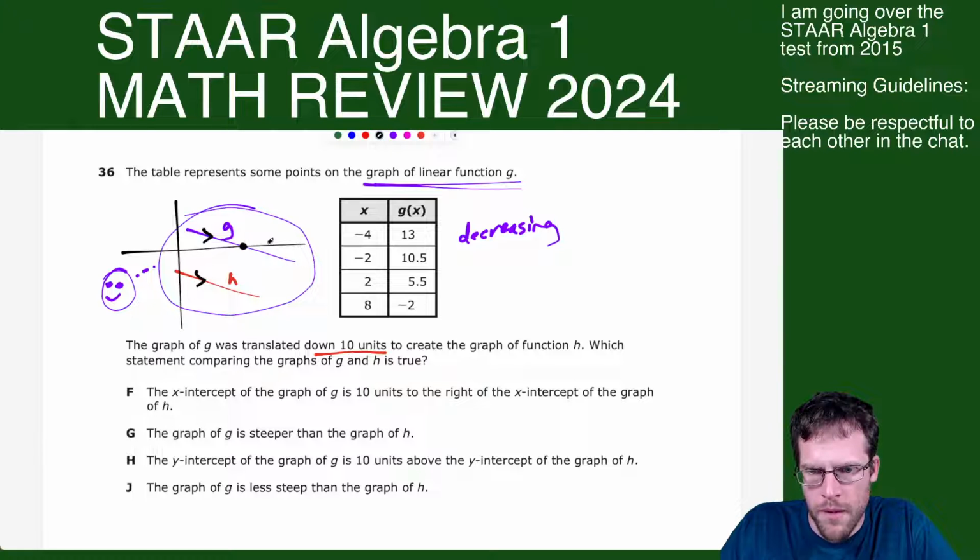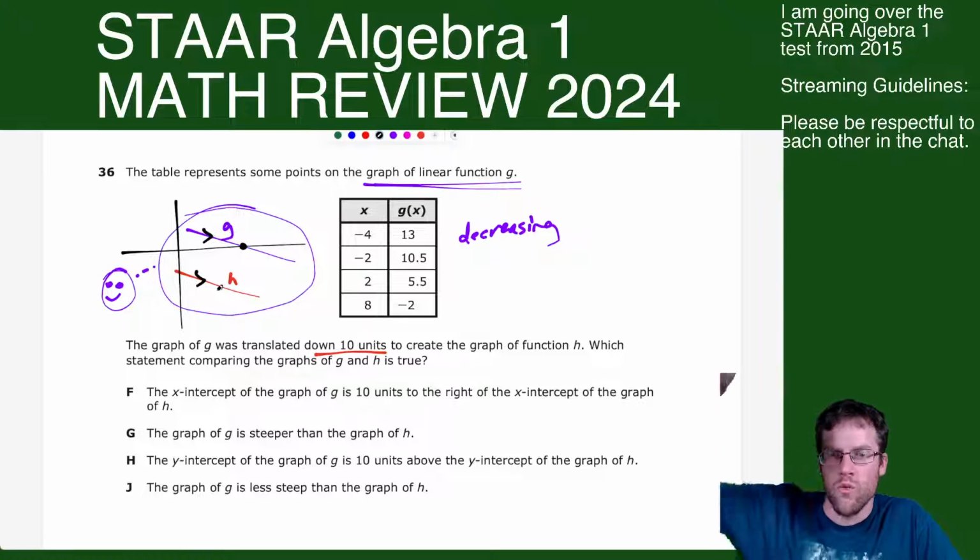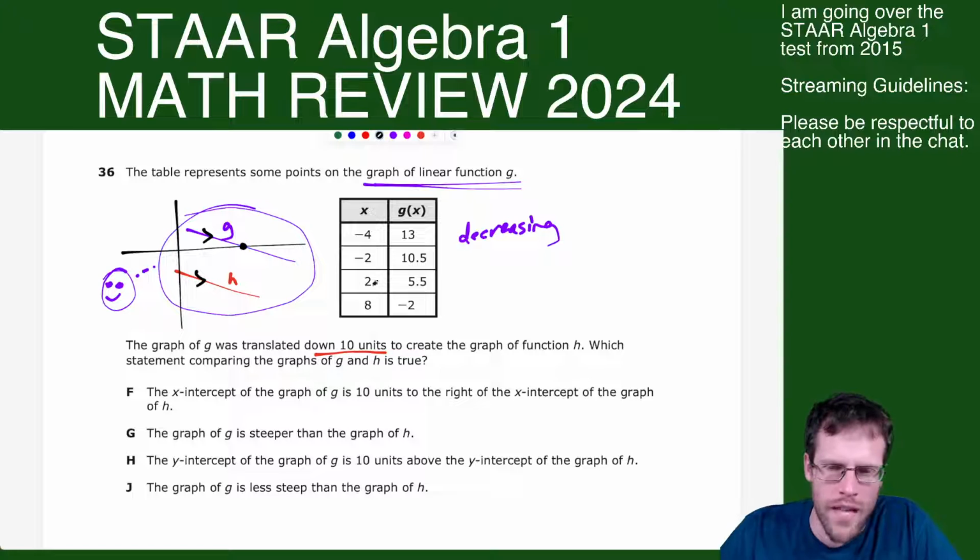So here, if I have an x-intercept, let me just think about the x-intercept. Let's say my x-intercept is here. The x-intercept of the graph of g is 10 units to the right of the x-intercept of the graph of h. This one is, I don't know, maybe, but not likely. If the slope were to go really steep, then I feel like that wouldn't be the case. So I'll put a maybe, but most likely not.